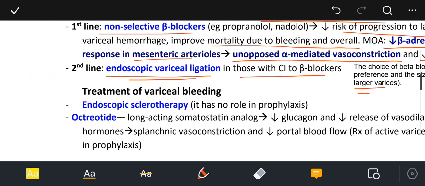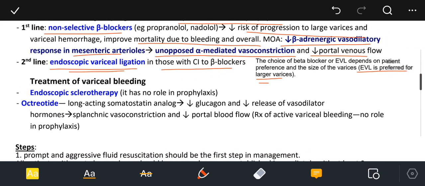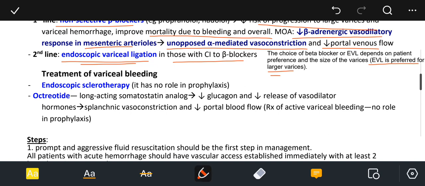Now here you can see treatment of variceal bleeding. The treatment of variceal bleeding is done by endoscopic sclerotherapy, which has no role in prophylaxis. Octreotide can also be given. It is a long-acting somatostatin analog that decreases glucagon and decreases the release of vasodilator hormones, causing splanchnic vasoconstriction and decreasing the portal blood flow. It is used for treatment of active variceal bleeding, with no role in prophylaxis.